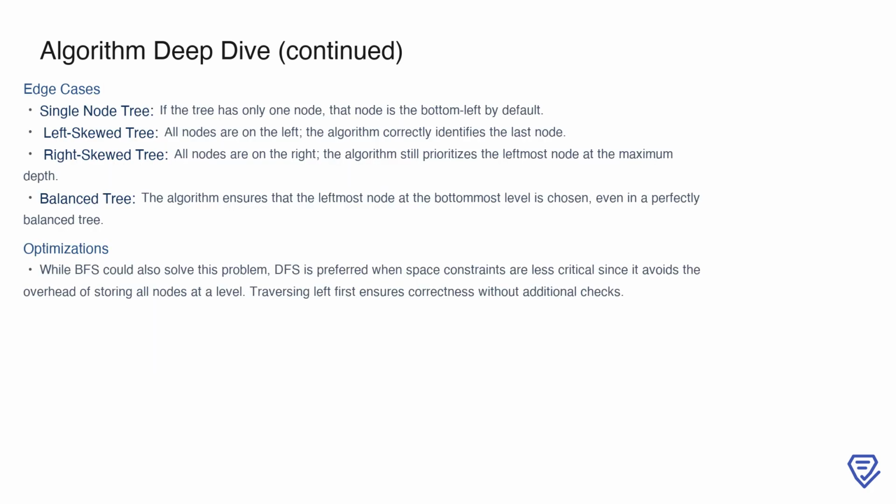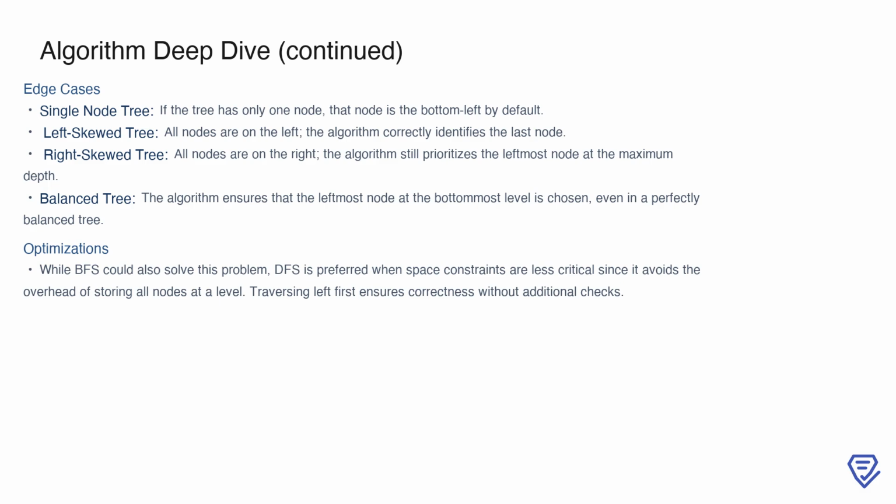This algorithm handles a variety of edge cases effectively. For a single node tree, the node itself is the bottom left value by default. In a left-skewed tree, where all nodes are aligned to the left, the algorithm correctly identifies the last node in the sequence. Similarly, in a right-skewed tree, where all nodes are aligned to the right, the algorithm still prioritizes the leftmost node at the maximum depth, even though the left subtree may be null. For a balanced tree, the algorithm ensures that the leftmost node at the deepest level is chosen, regardless of the structure.